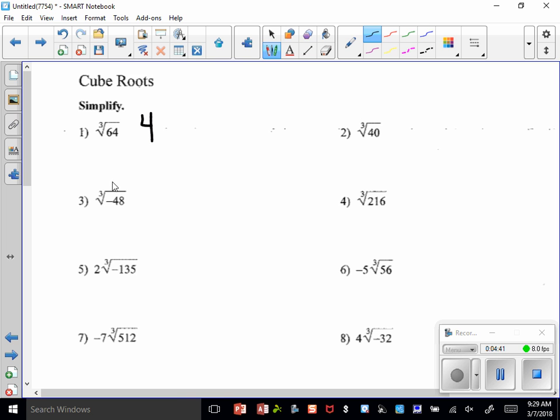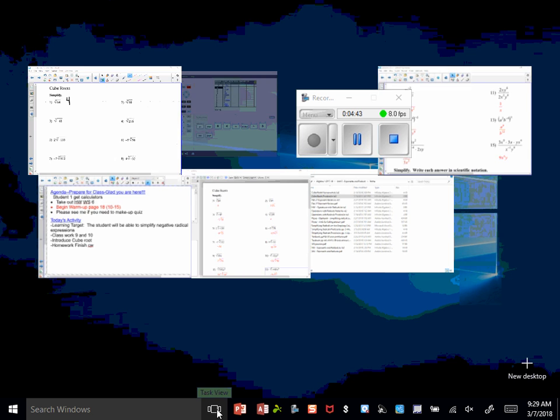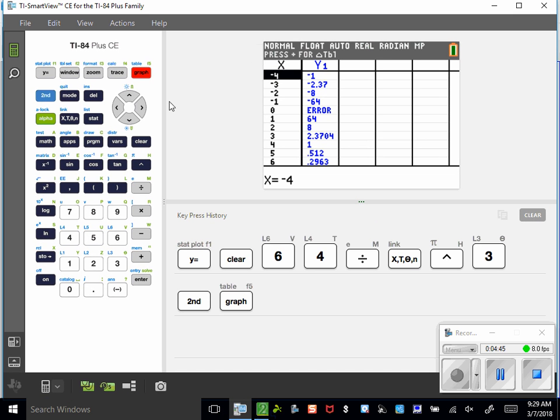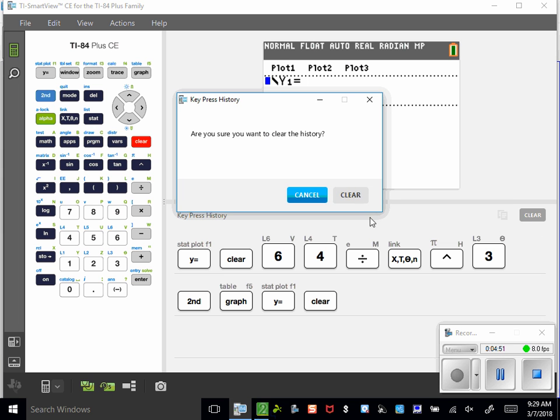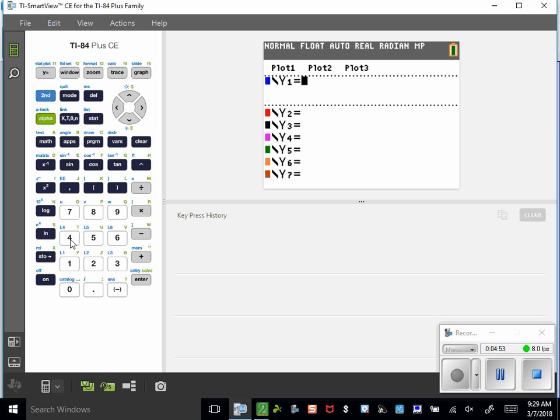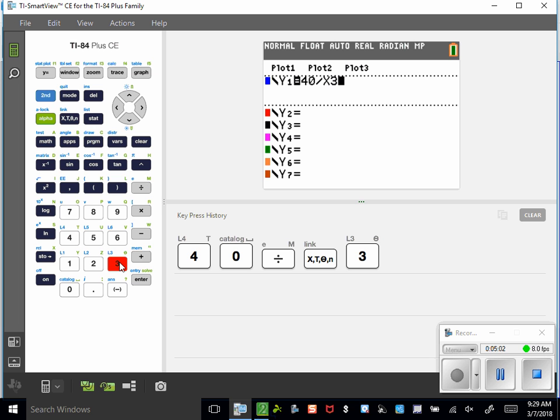All right, let's go ahead and now do 40 divided by, hit your y equals key, clear that out. Okay, so 40 divided by x to the 3rd. Oh, sorry.